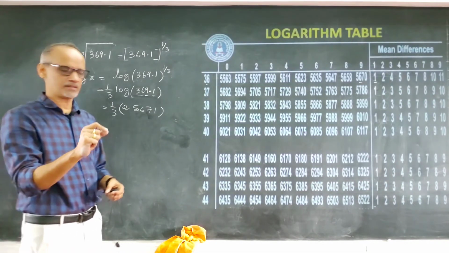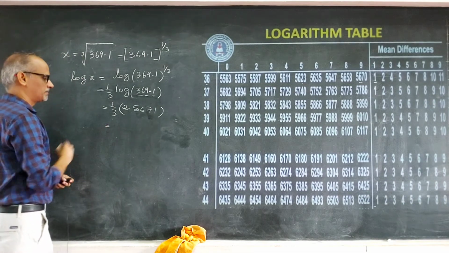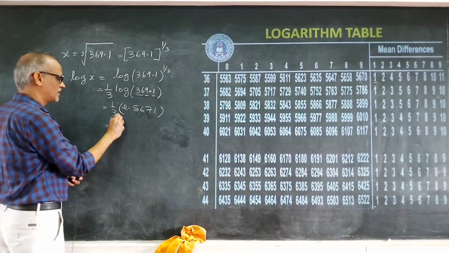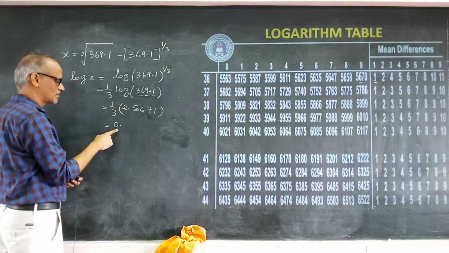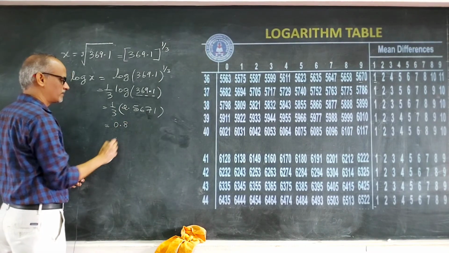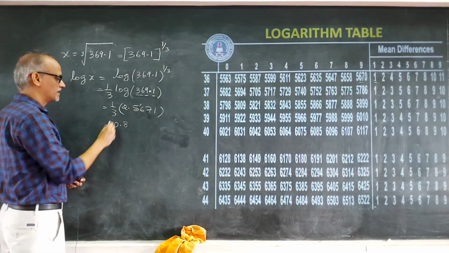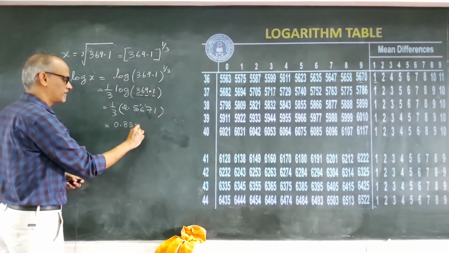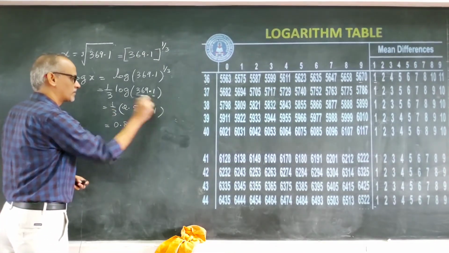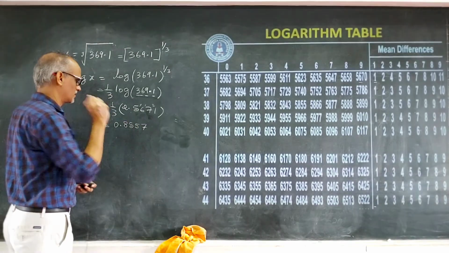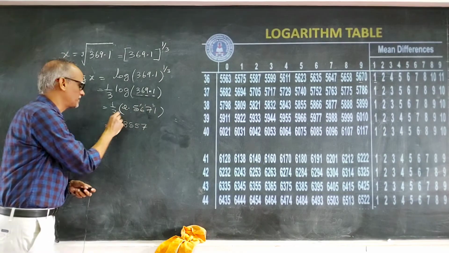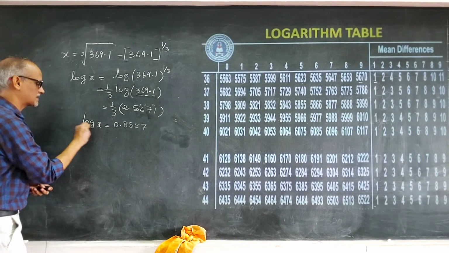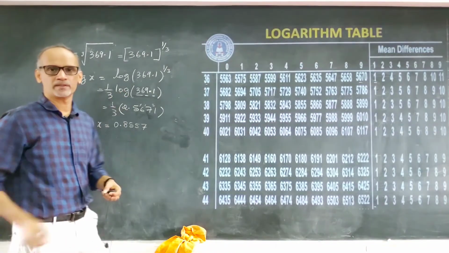Now divide, it's a simple division. You can use the calculator, but don't use the calculator. I'm sure your basic mathematics is very strong there. So 3 into 2 is 0 times. 3 8s are 24. 16. 3 5s are 15. 17. 3 5s are 15 again. 21. 3 7s are 21. So we have divided this number by 3. Now I got log x is equal to 0.8557.